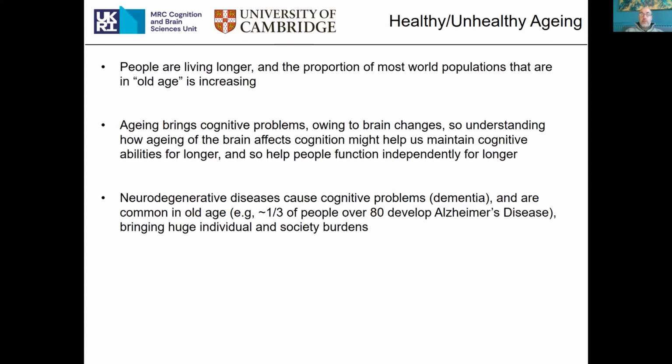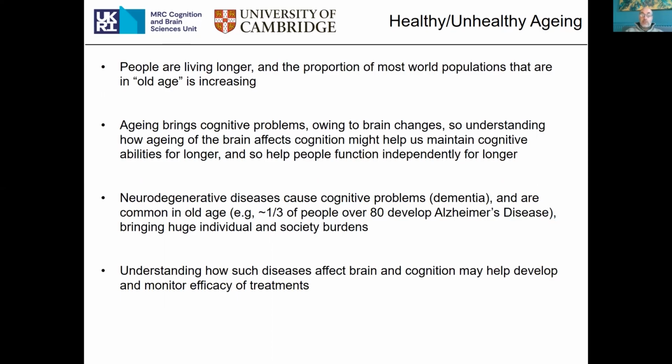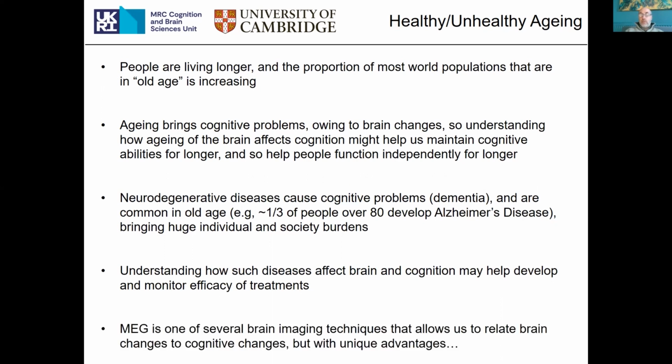Neurodegenerative diseases such as Alzheimer's cause cognitive problems, that is the definition of dementia, and age is a big risk factor. So I think 1 in 3 people over 80 go on to develop Alzheimer's disease, bringing huge individual and, again, societal burdens. So understanding how such diseases affect the brain and cognition may help develop and also monitor the efficacy of pharmacological treatments, for example. Now, MEG is one of several brain imaging techniques that we can use to study the brain and relate the brain to cognitive abilities, but it has unique advantages over others like MRI. And that's what I hope to focus on in this talk.